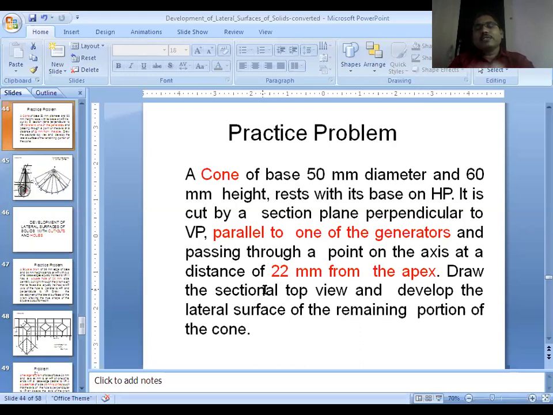Every time the statement is written that the cutting plane is 22 mm above the base. Now here, with reference to the apex, a 22 mm distance is given. So this is the difference between the earlier problem and this problem. Now the position of the cutting plane is defined in a different way. Cutting plane perpendicular to VP is the common part, and the uncommon part is that the cutting plane is parallel to one of the generators of the cone and passing through a point on axis at a distance 22 mm from the apex. Draw a sectional top view and develop the lateral surface of the remaining portion of the cone.